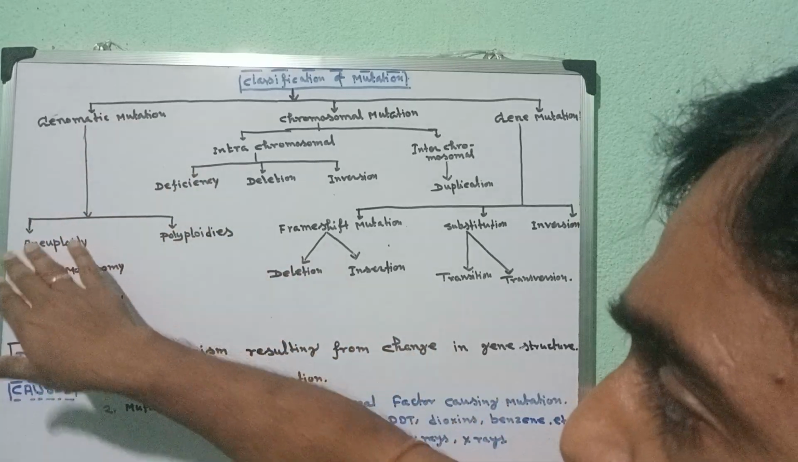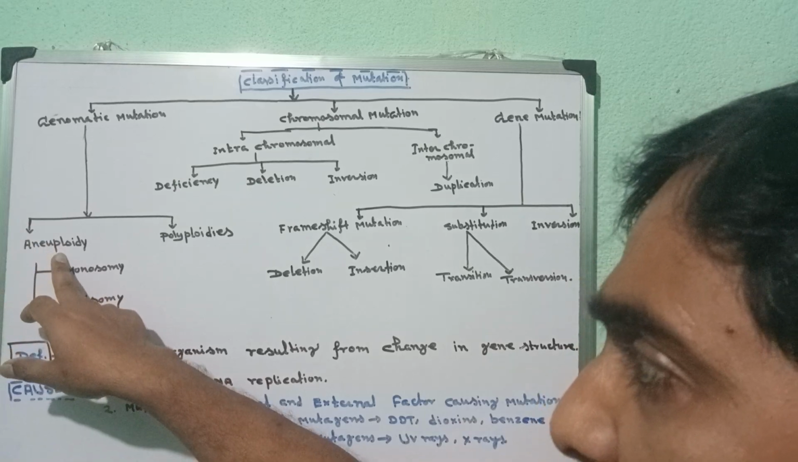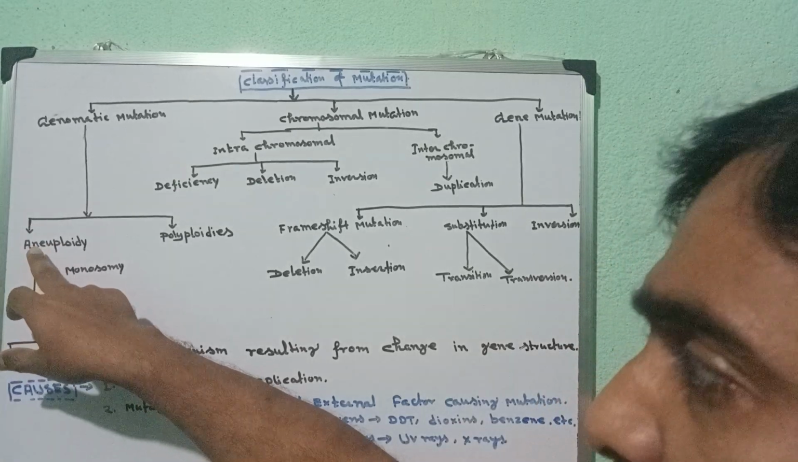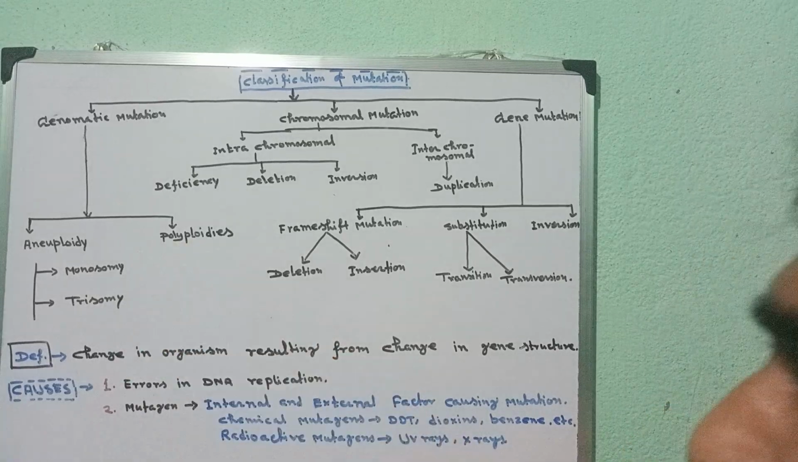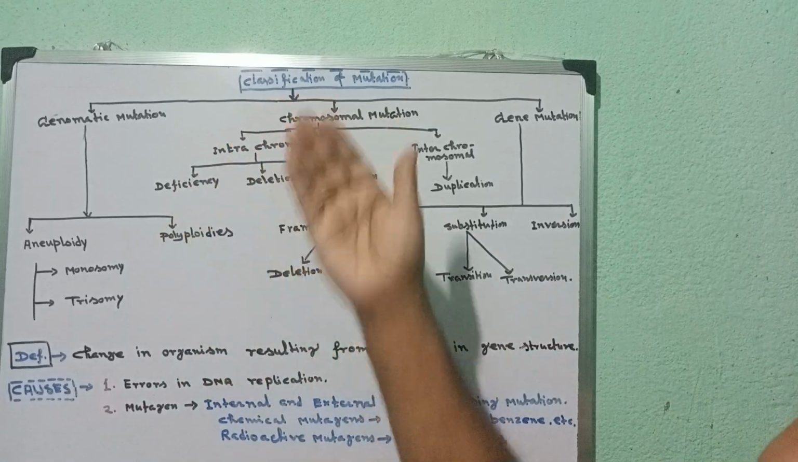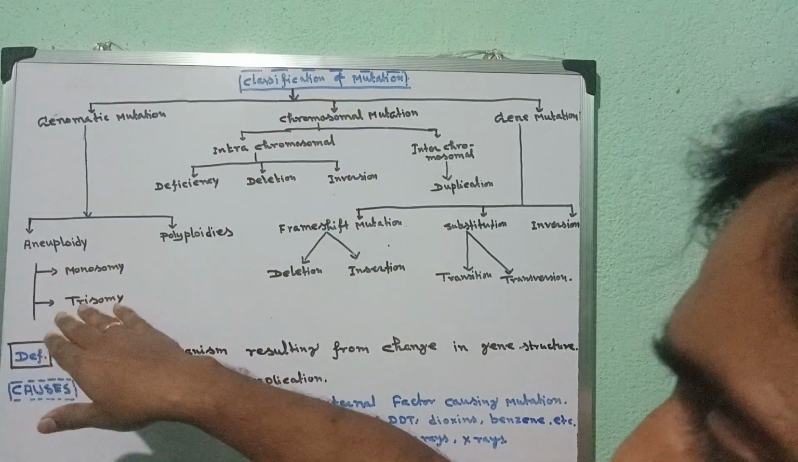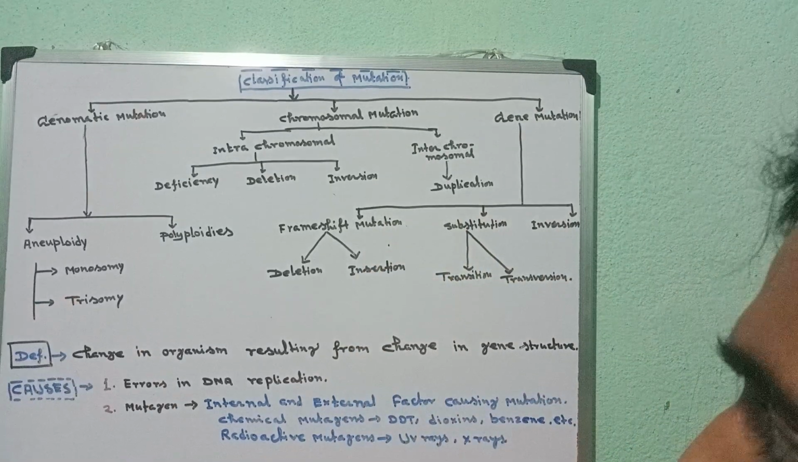This includes aneuploidy and polyploidy, which are distinguished by ploidy level. Polyploidy is a ploidy level of more than 2, such as 3 or 4, and can even be more than 10. Aneuploidy is of two types: monosomy and trisomy. Mono means 1 and tri means 3.